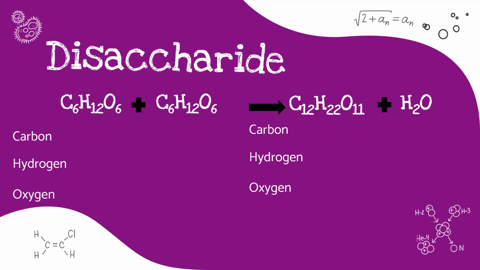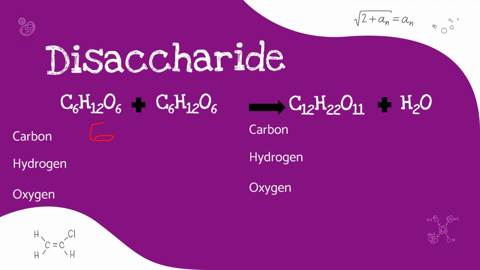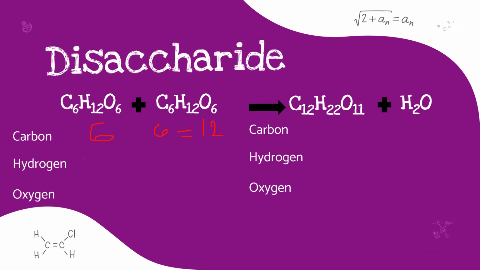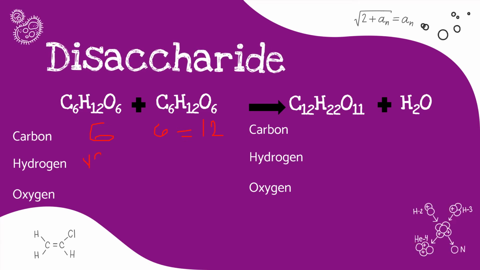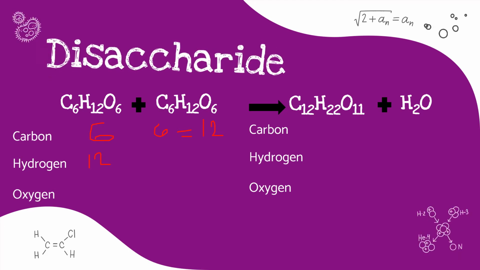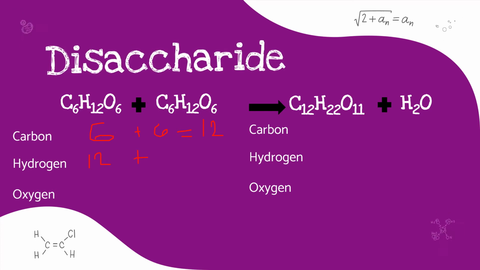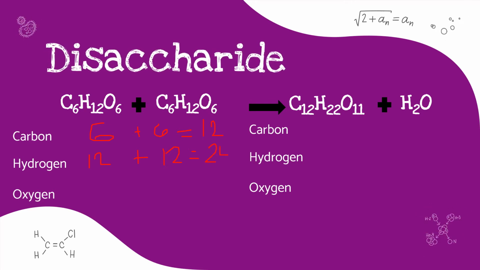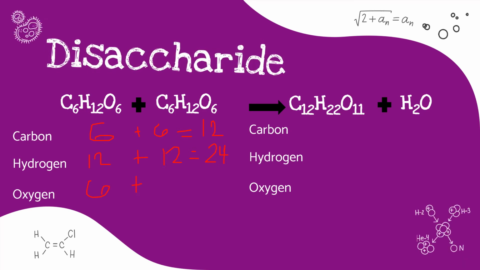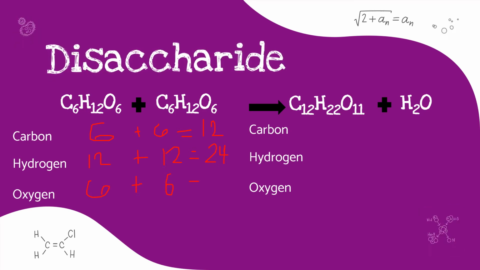For carbon, we have 6 and another 6, so we have a total of 12 carbon before the process. Hydrogen, we have 12 and another 12, so we have 24. For oxygen, we have 6 here and another 6 on the other monosaccharide, with a total of 12.